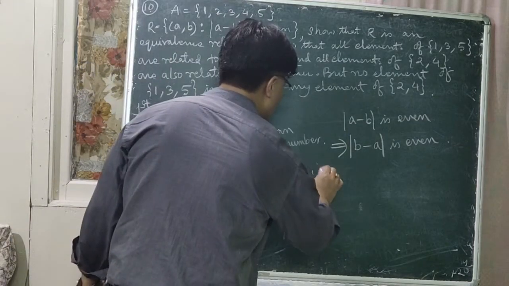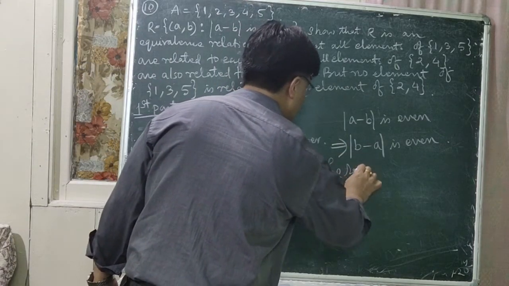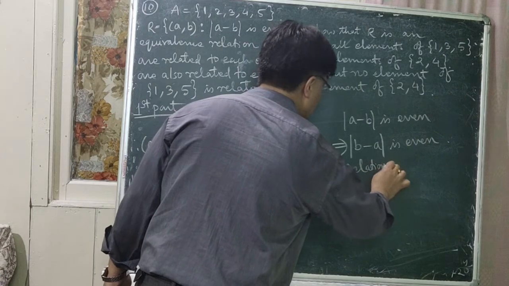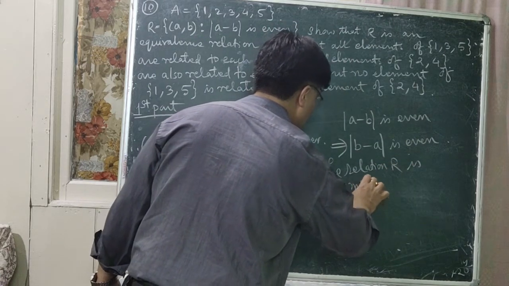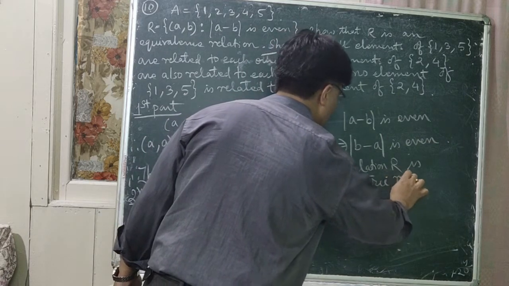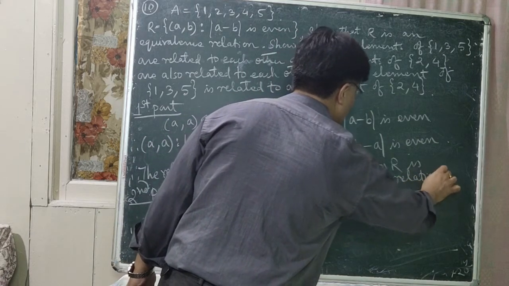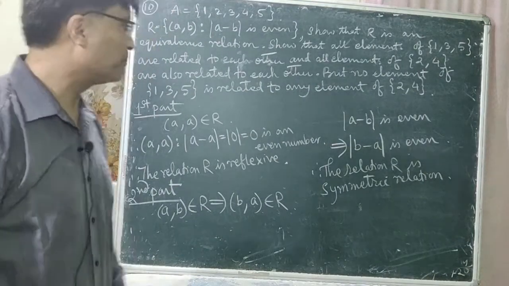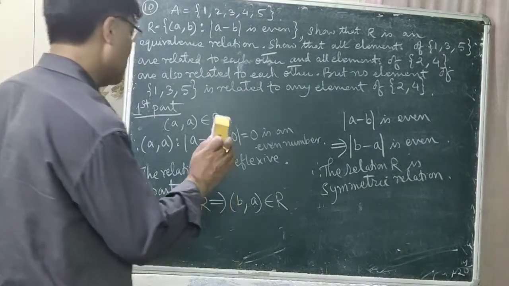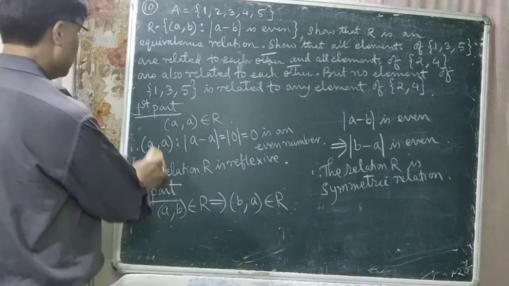Therefore, the relation R is symmetric. It is a symmetric relation. So I think you have understood it. Next you have to check for transitivity.